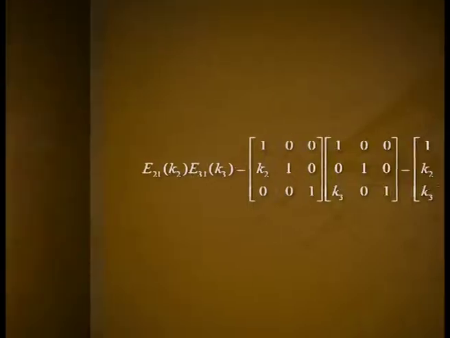E21(k2) into E31(k3) is equal to the matrix [1 0 0; k2 1 0; 0 0 1] into [1 0 0; 0 1 0; k3 0 1], which is equal to [1 0 0; k2 1 0; k3 0 1], which is equal to [1 0 0; 0 1 0; k3 0 1] into [1 0 0; k2 1 0; 0 0 1], which is equal to E31(k3) into E21(k2).